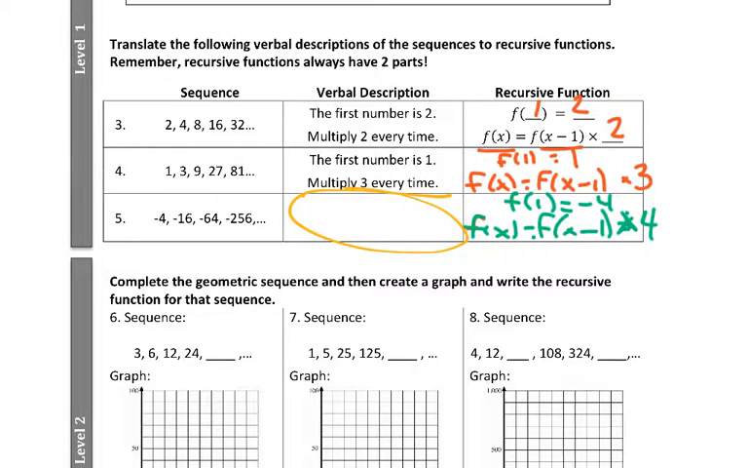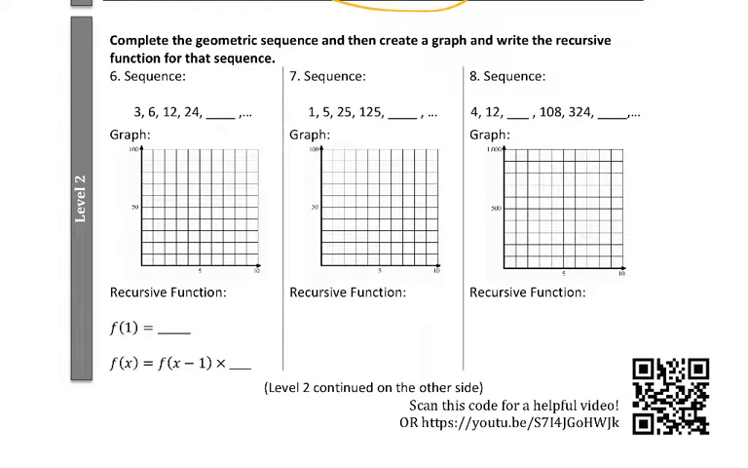Alright, why don't I go ahead and help you with question 6. So question 6, take a look here. The first number is 3. And then to go to 6, and then 12 and 24, hopefully you see that that's doubling. We're multiplying by 2, so the next number is going to be 48.